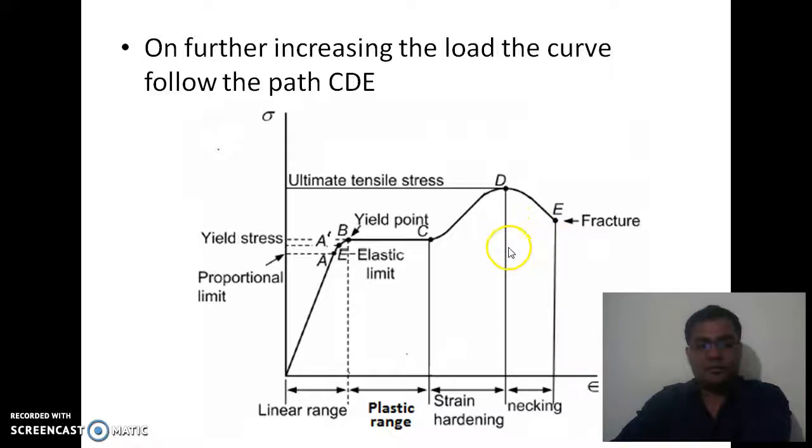So friends, this was the relation between stress and strain for the mild steel curve. This test is performed on a universal testing machine, and this is the behavior of the specimen under different load conditions. Thank you.